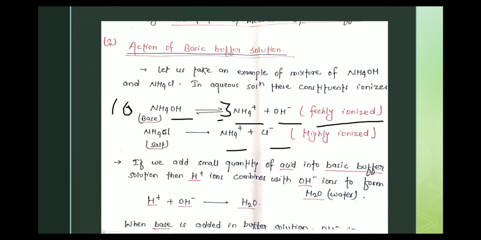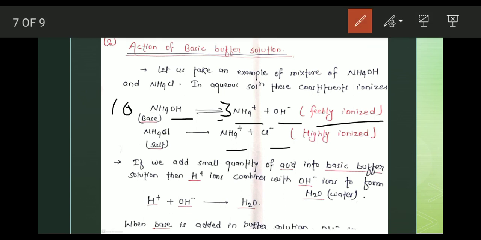Now let's see the two conditions. Adding base once and adding acid once, what happens here? If we add a small quantity of acid into the basic buffer solution, then H plus ion combines with OH ions to form water. Yeah guys, the H plus ion which is obtained from this acid combines with the OH minus in the solution here, and thus forms H2O, water. Clear guys? Same idea here.